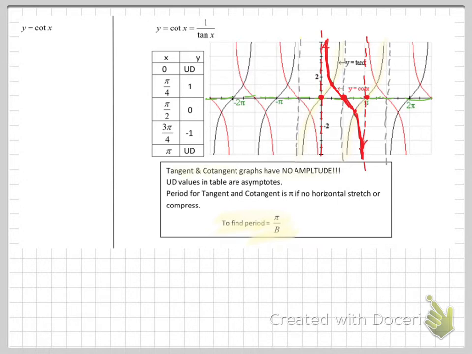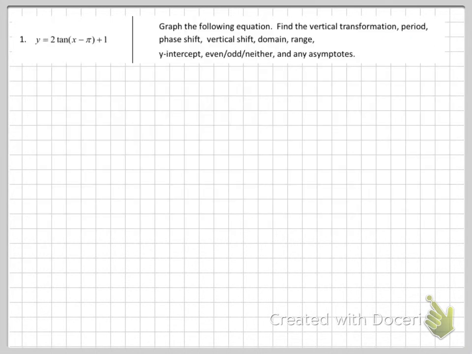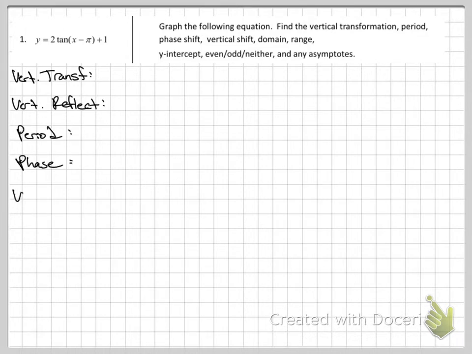Tangent and cotangent have no amplitude. They have a vertical transformation instead. Okay, let's jump in. This one's tangent. So, tangent does not have amplitude. It has vertical transformation. It might have a vertical reflection. Period. Phase. Vertical shift.